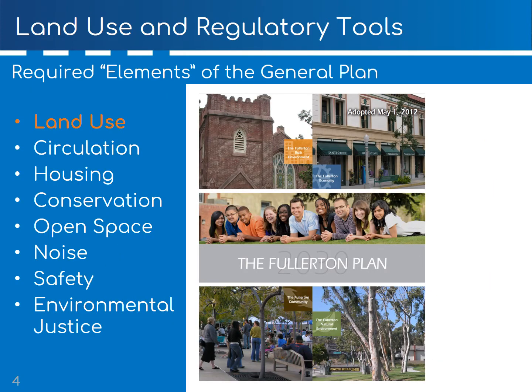General plans are typically divided into chapters or elements covering different topics. Eight of these elements, the ones listed on the screen, are required to be included, but a general plan may also include other optional topics of local interest. Fullerton's general plan was last updated on a comprehensive basis in 2012.